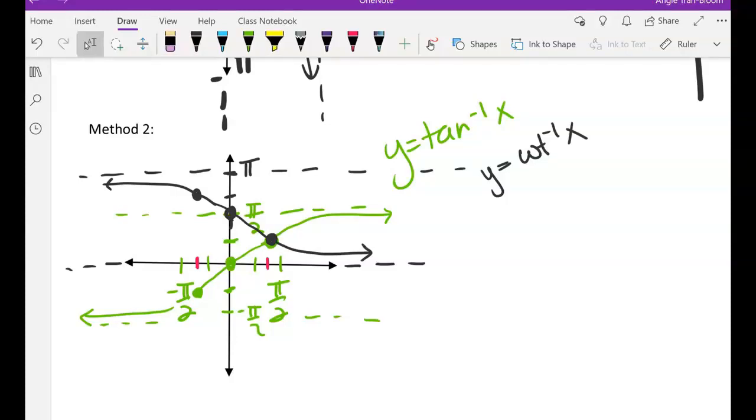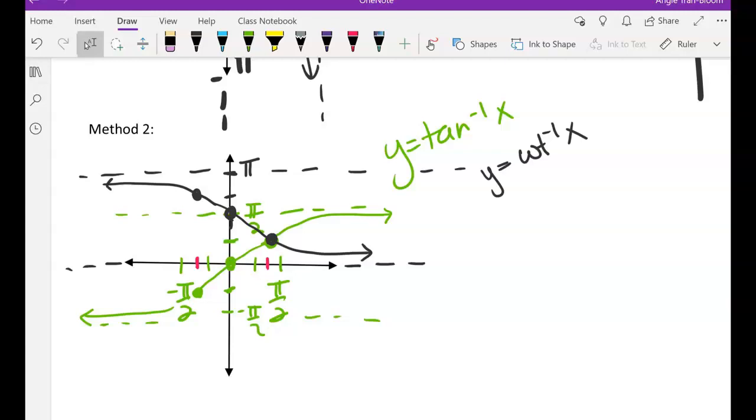Okay, so how are we going to do this? I would like for you to take the green, which is tangent inverse, and move it or flip it or whatever you want to do. Rotate it so that it will look like the black. What would you do first? Reflected over the x-axis. Yeah, let's do that. Can we flip it?